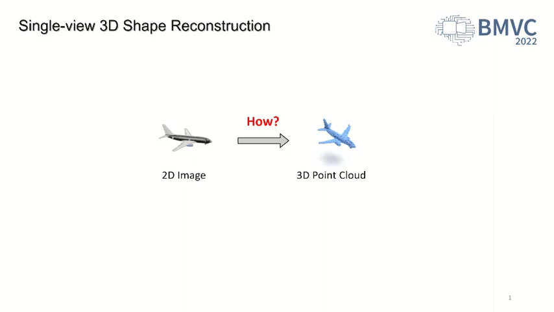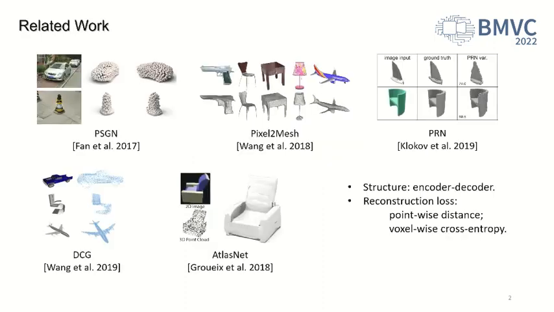Motivated by the recent success of deep generative models in the 2D domain, more and more effort has been made on the single-view 3D shape reconstruction task. As you can see, given a single image, early methods can generate a 3D point cloud, mesh, or voxel. Typically, they employ an encoder-decoder structure and introduce reconstruction loss. However, they can only produce 3D shapes with limited resolution. Taking point cloud generation as an example, they formulate the 3D point cloud as a matrix with fixed dimensionality, so they predefine and fix the number of points.